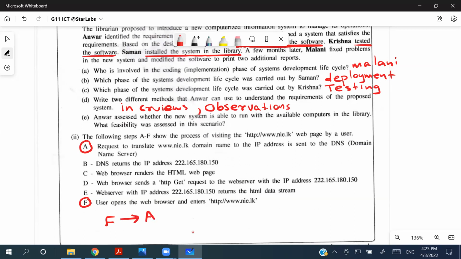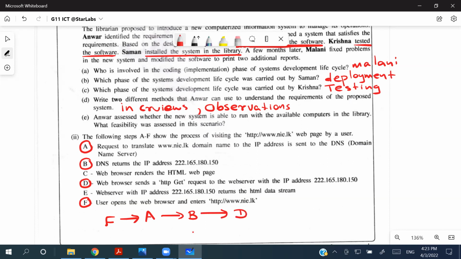So then DNS returns the IP 222.165.180.150. So then it is B. So then after the B, there are C, D, and E. Web browser renders the HTML web page. Web browser sends the HTTP GET request to the web server with the IP address. So it's the D that is going to happen next.